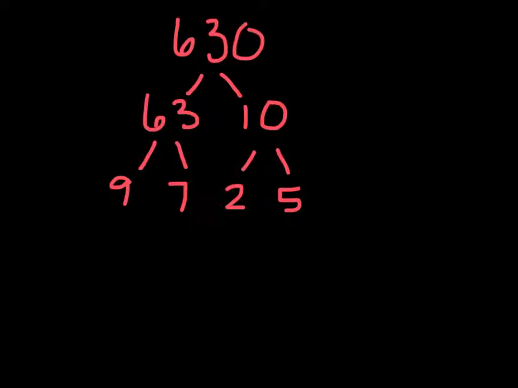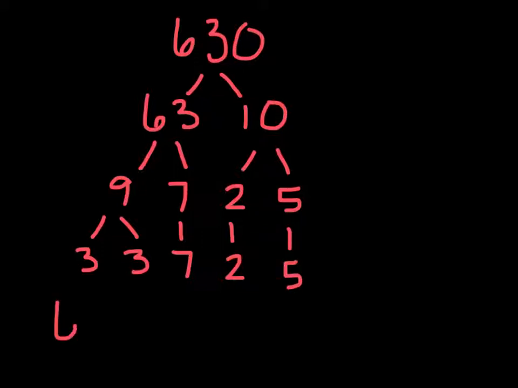9 is not prime. We know we can split it again. 3 times 3. Both of these numbers are prime, so we're done factoring 9. 7 is prime, we simply drop it down. 2 is prime, we simply drop it down. 5 is prime, we simply drop it down.